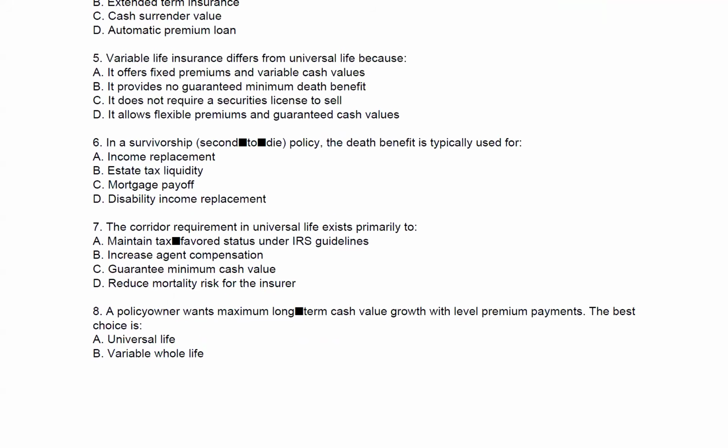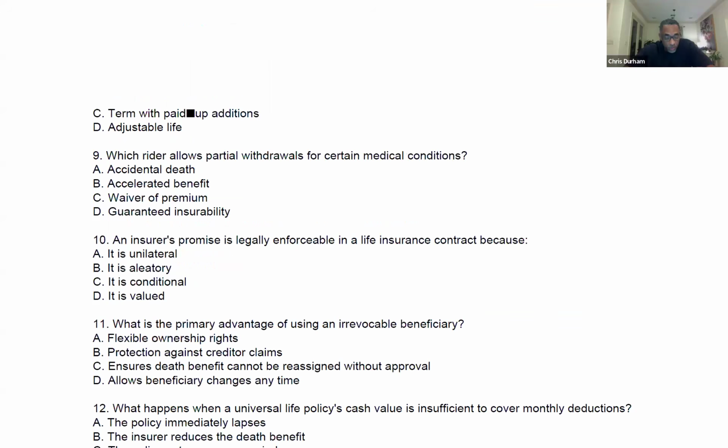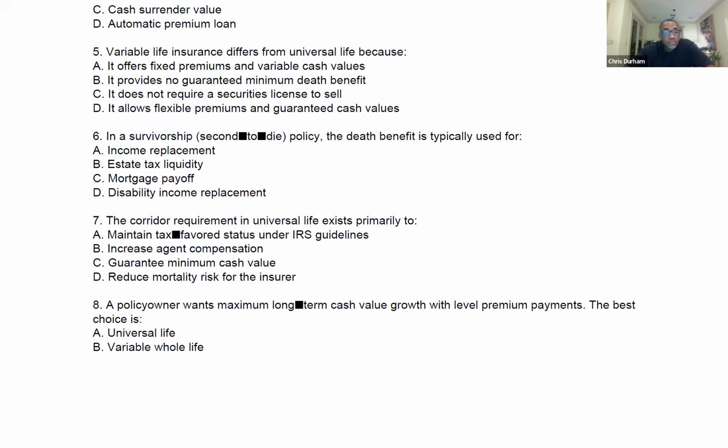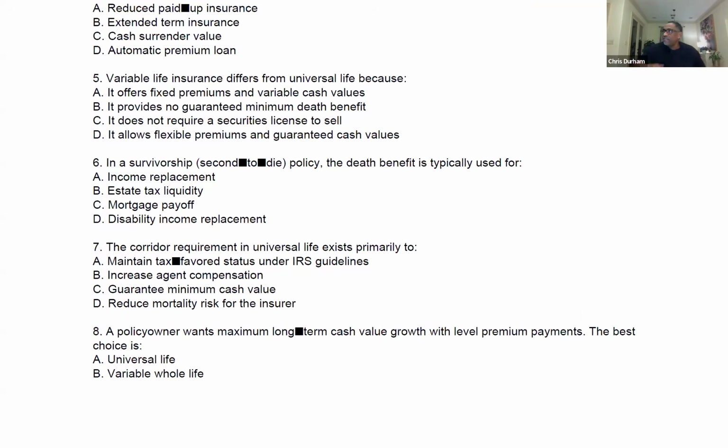Policy owners want maximum long term cash value growth with the level premium payments. Okay, it's probably really simple. I'm gonna go with B. You would be right. The answer is B, variable whole life. Once again they're trying to be tricky, because variable is invested in mutual funds. So they're saying long-term growth. Variable is going to give you the most long-term growth, and the whole life part gives you level premium payments.